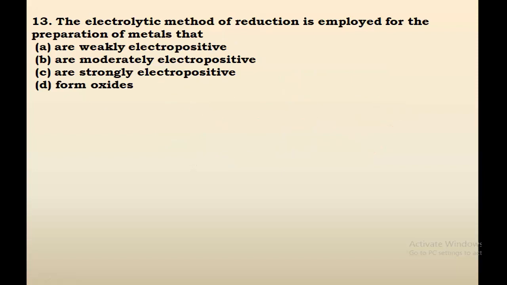Next, the 13th one: the electrolytic method of reduction is employed for the preparation of metals that are weakly electropositive, moderately electropositive, or strongly electropositive and form oxides. So this electrolytic reduction method is for strongly electropositive metals like Na, K, Ca, Mg, etc. So electrolytic reduction is used for strongly electropositive metals.